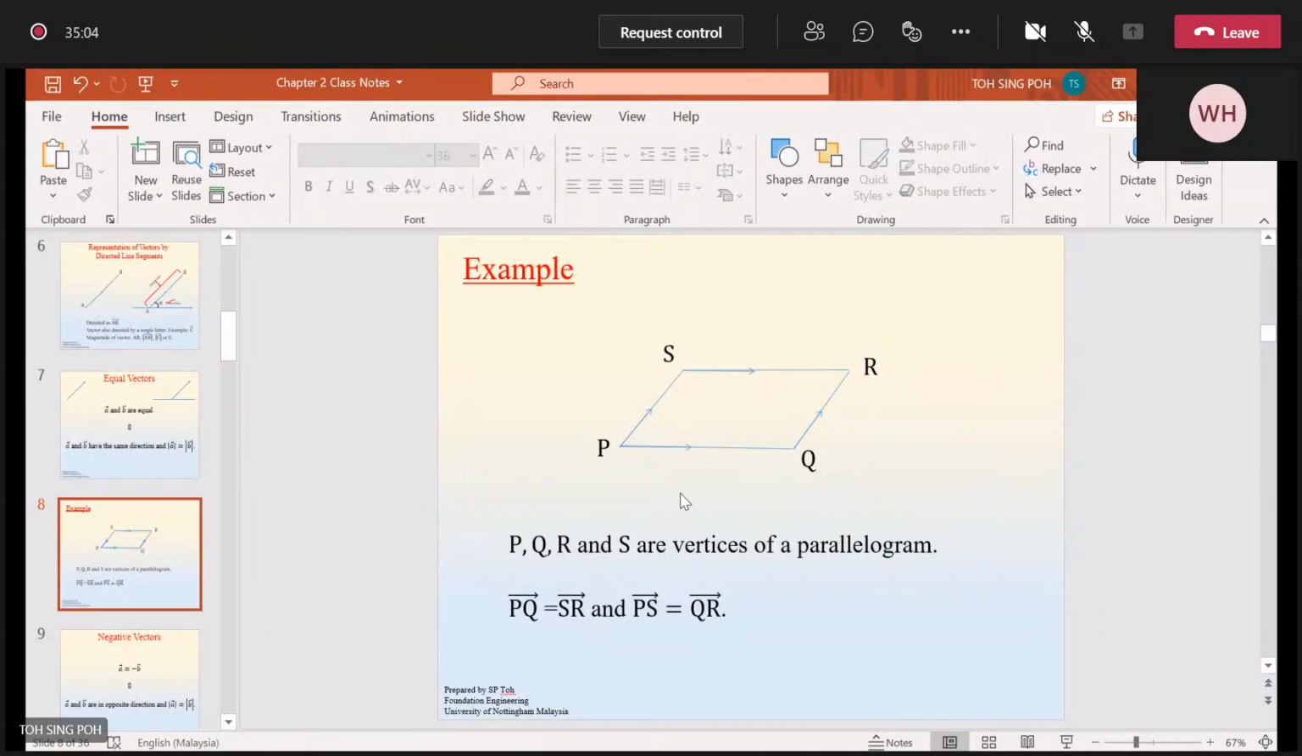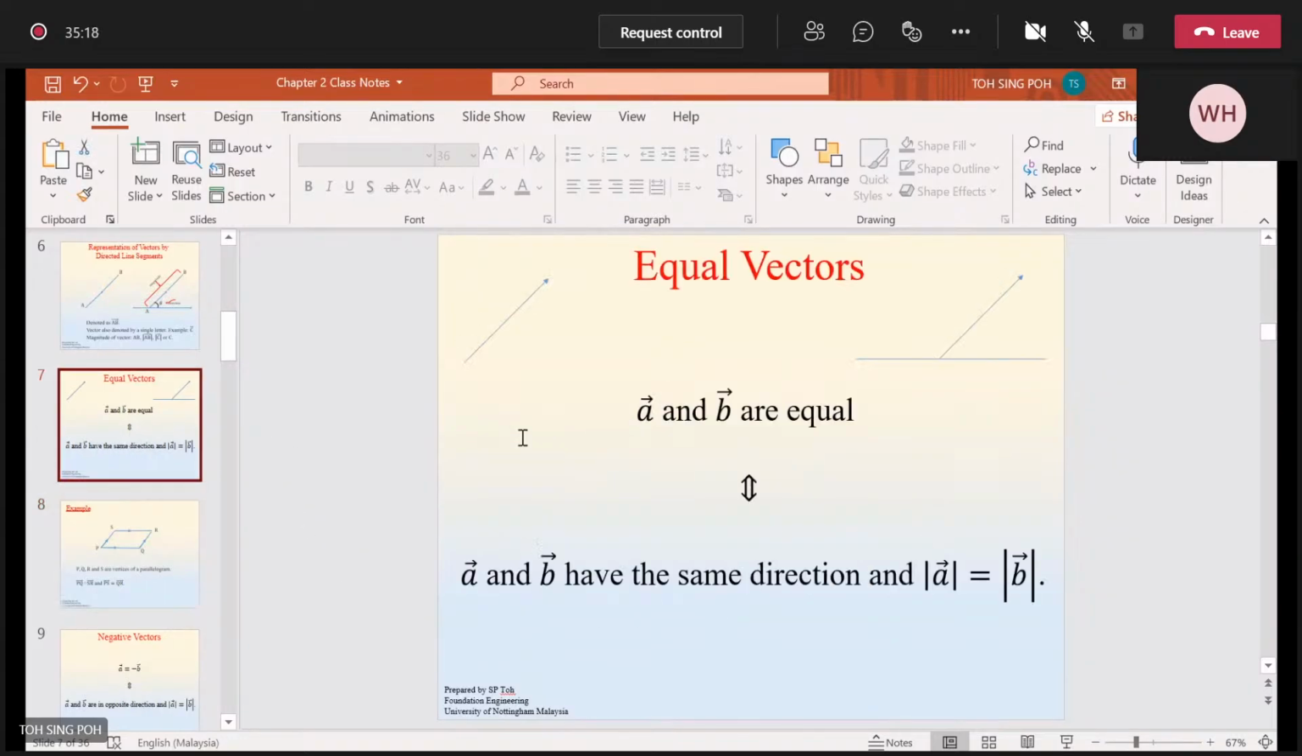Similarly, the same thing happens for PS and QR. They are pointing in the same directions and they have the same length. So these two vectors are considered the same. Okay, another concept, this is a concept about the meanings of equal vectors. And then the next concept is about the negative vector.